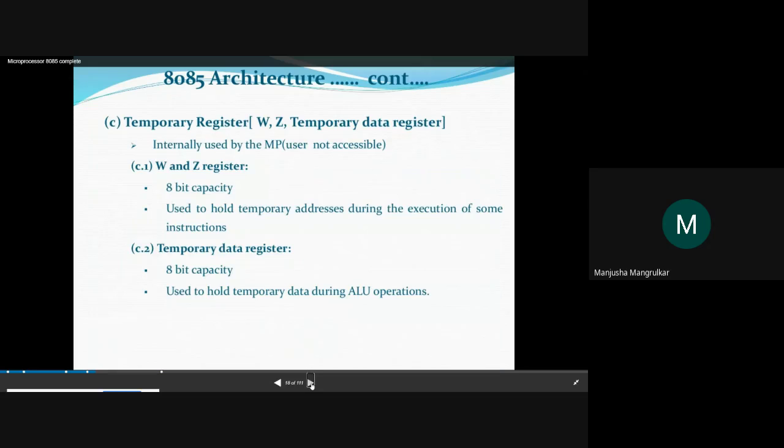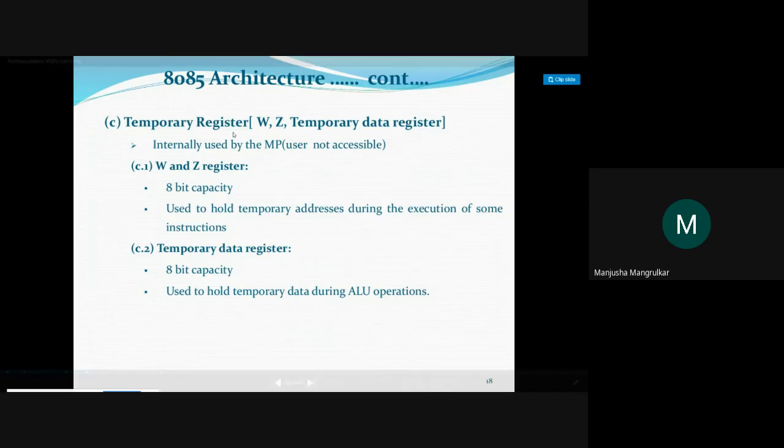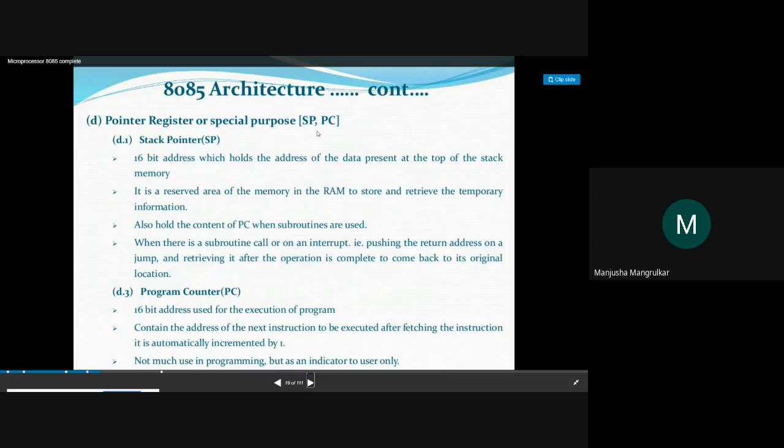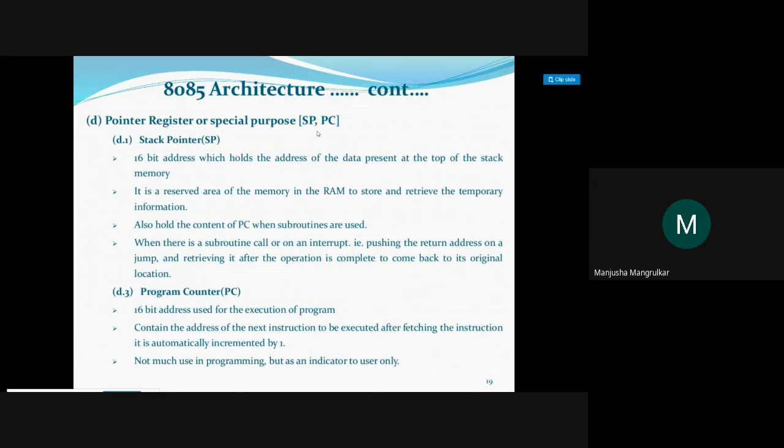Now in the 8085, there are temporary registers called W and Z. These are temporary registers, initially used by the microprocessor and not accessible to the user. The W and Z registers are 8-bit capacity and are used to hold the temporary address during the execution of some instructions. Then there is the temporary data register, with 8-bit capacity, used to hold temporary data during ALU operations. These registers are very important.